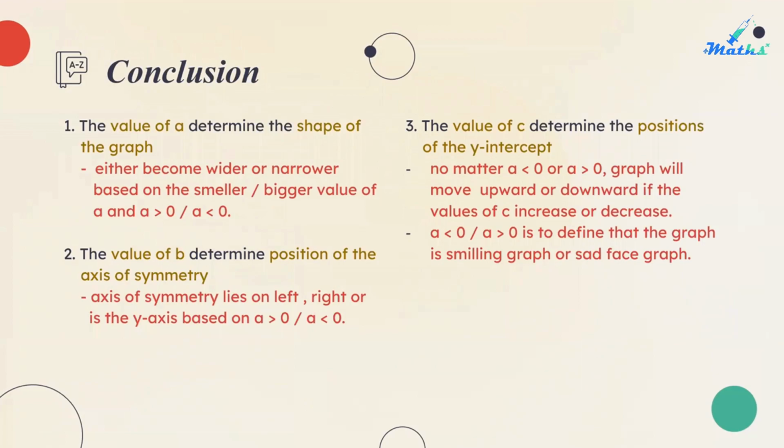Axis of symmetry lies on the left, right, or is the y-axis. Third, the value of c determines the position of the y-intercept. No matter whether a is greater than 0 or less than 0, the graph will move upwards or downwards if the value of c increases or decreases. The a greater than 0 or a less than 0 is just to define whether the graph is a minimum graph or maximum graph.